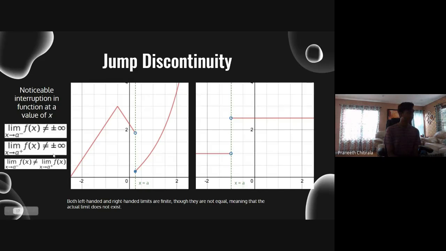And that's what's shown here. And that's important. It does not approach either infinity from the left side or the right side. So both the left-handed and right-handed limits are finite, though they're not equal, meaning that the actual limit does not exist.